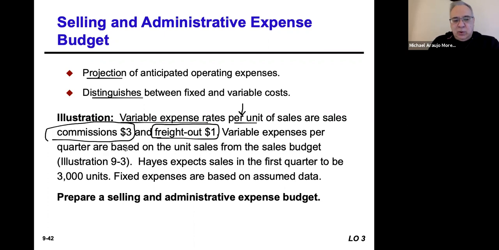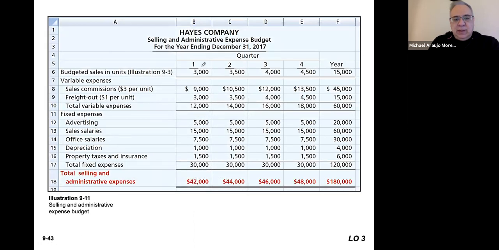Variable expenses per quarter are based on the unit sales from the sales budget. So based on what the sales budget has, these are very important to know. Again, Hayes expects the sales in the first quarter to be 3,000 units, and the fixed expenses are given to you as assumed data. So the selling and administrative expense budget is going to be listed next. Again, by quarter, it's based on your budgeted sales. So 3,000 units of sales, right?